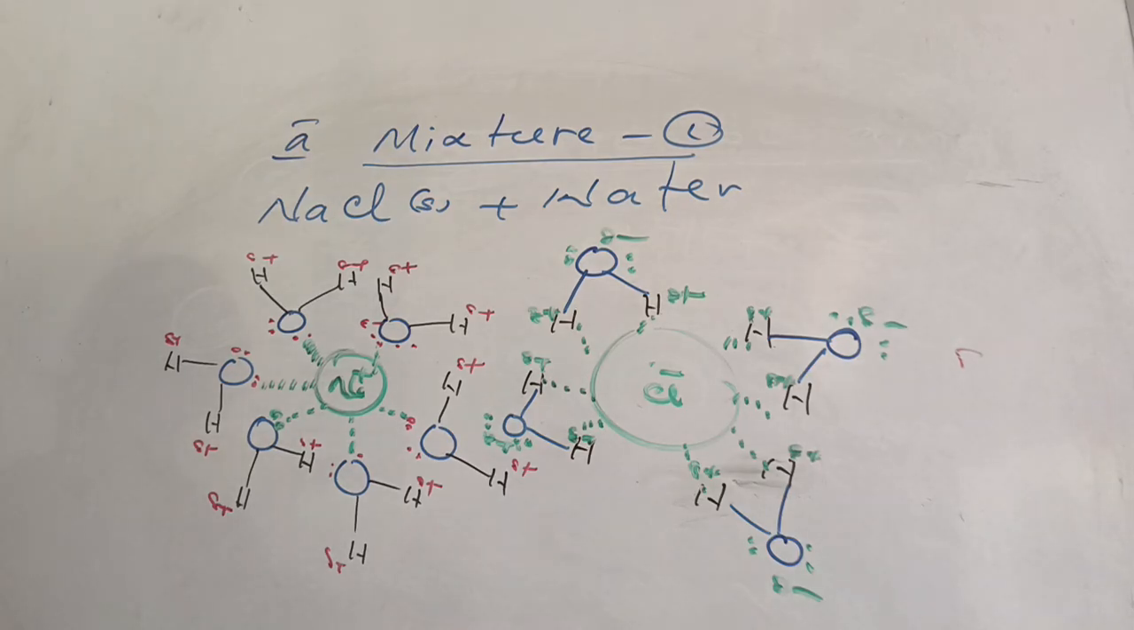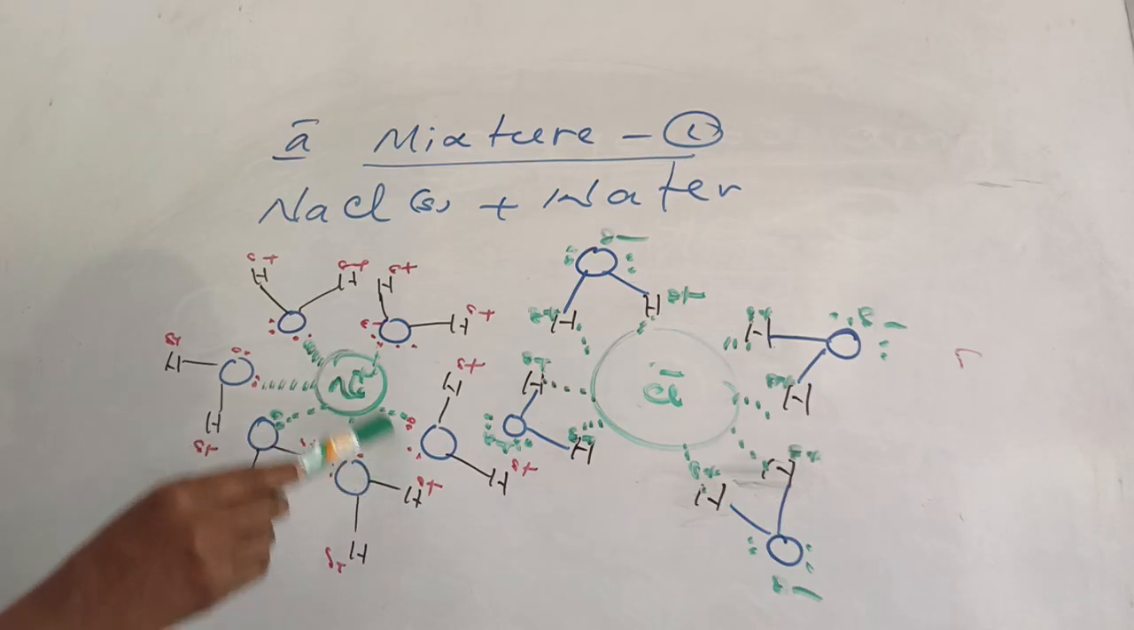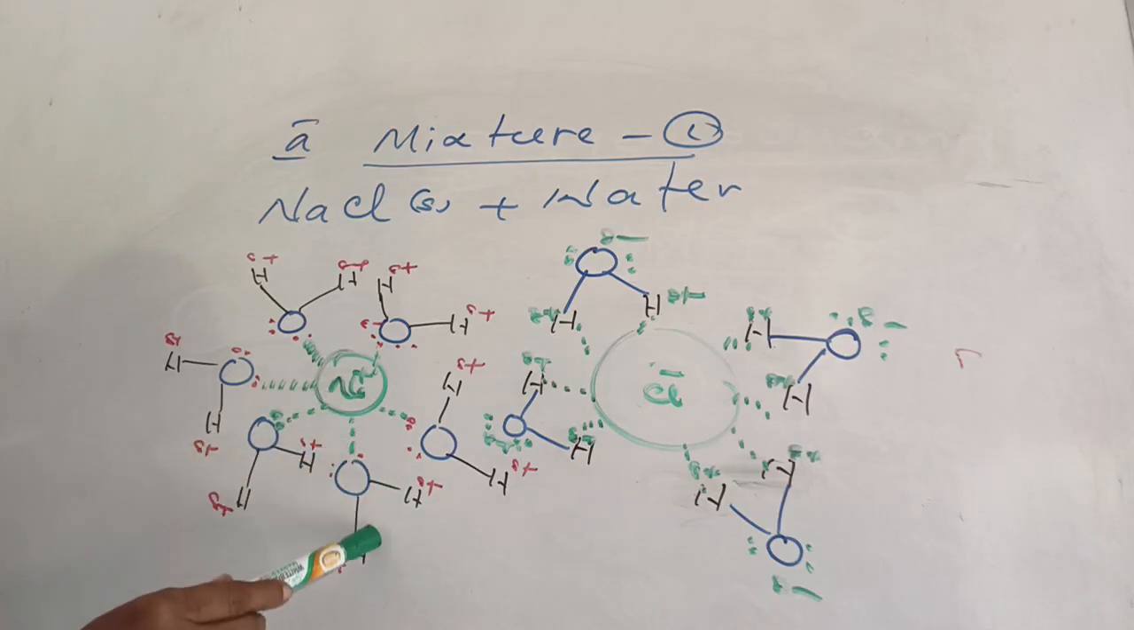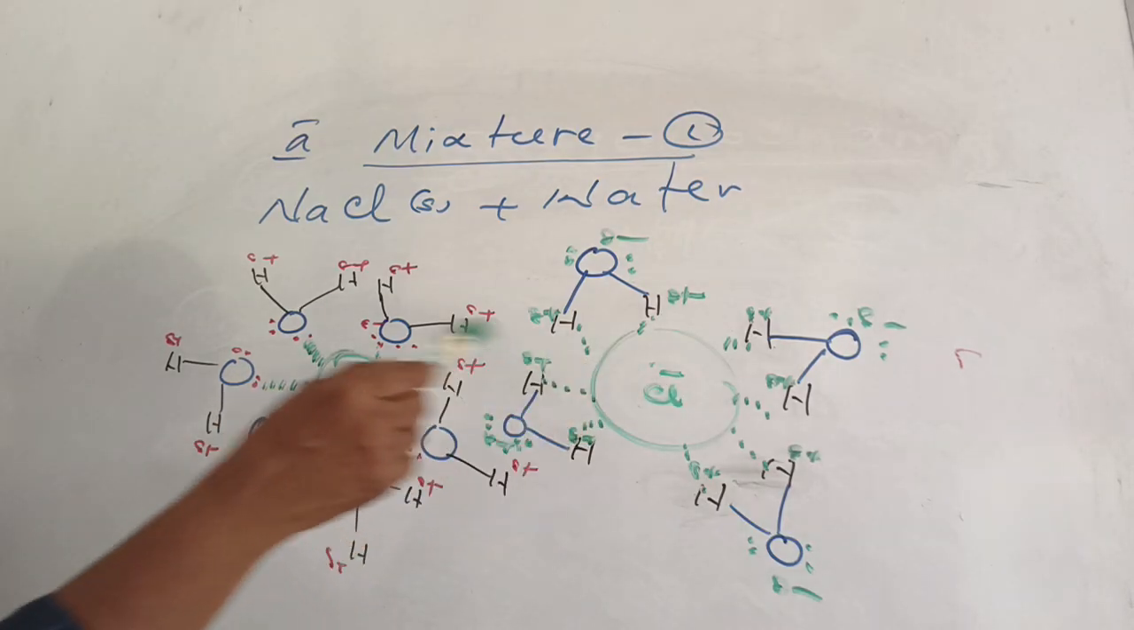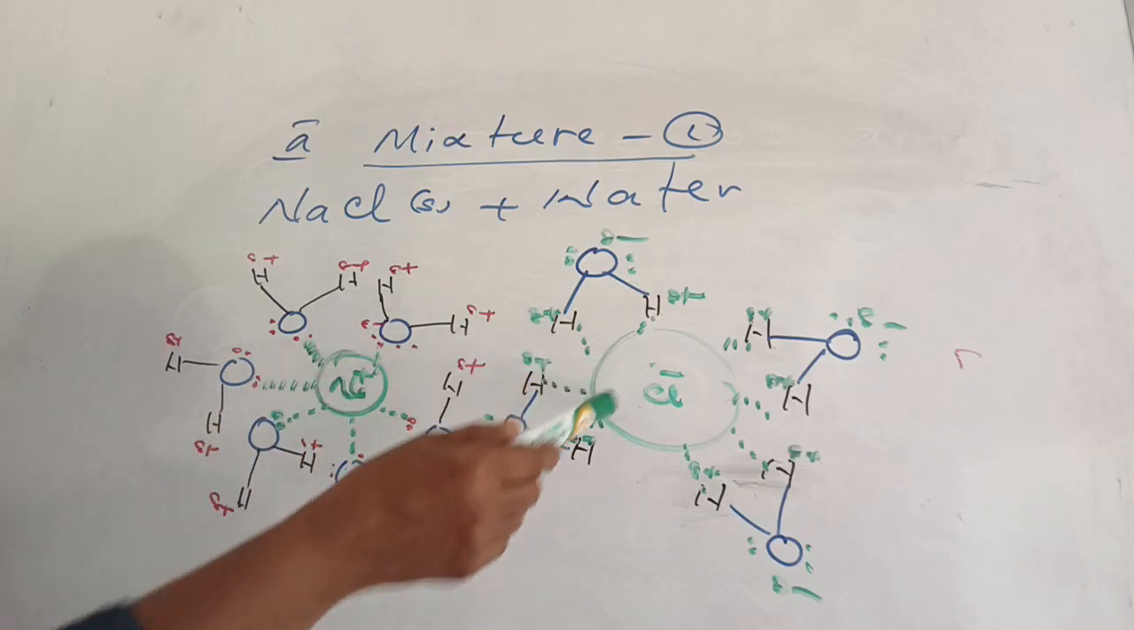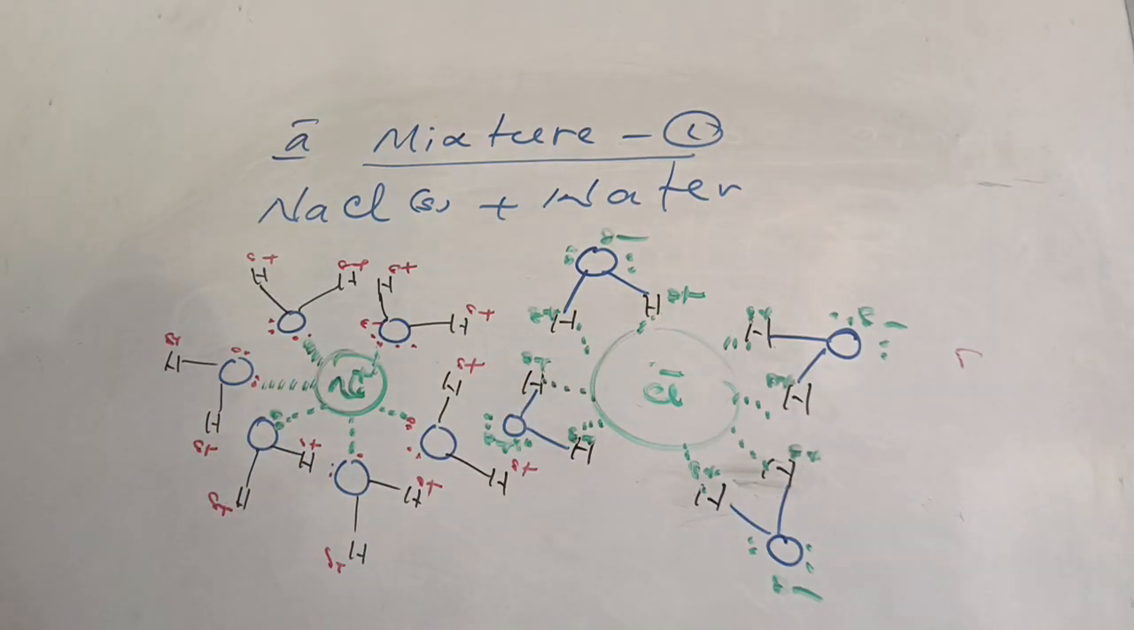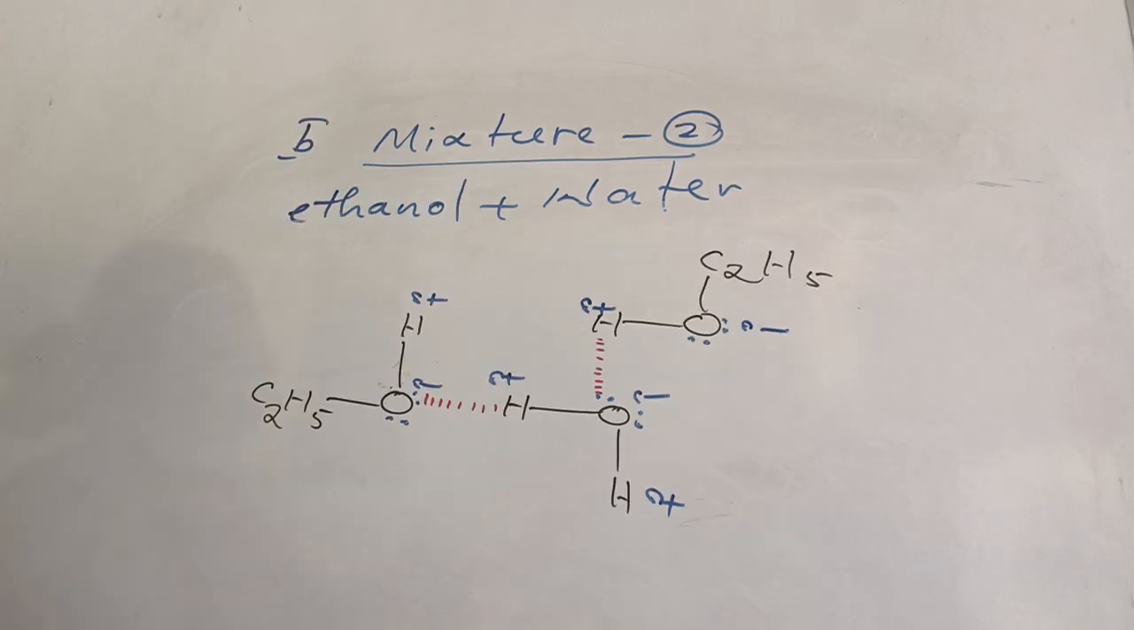In mixtures of this nature, ion dipole interactions are created. Therefore compounds are soluble in water if they can produce bond formation that releases a lot of energy, enough to break up the attractions between these Na plus and Cl minus ions. Then obviously the compound is water soluble.